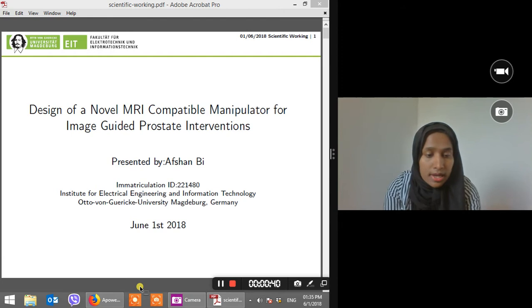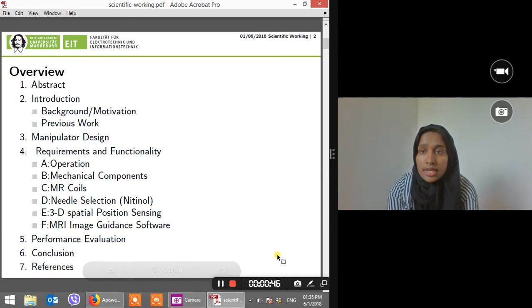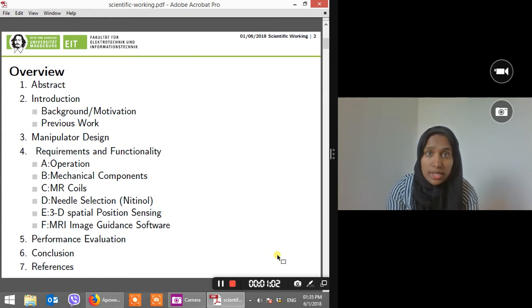So coming further, the first thing we will be doing, we will have an introduction about the prostate cancer and an introduction about the manipulator, and what were the previous techniques used to detect prostate cancers. Then we will come to the previous work, whether or not there were some devices invented before, international devices that are compatible with the MRI or not.